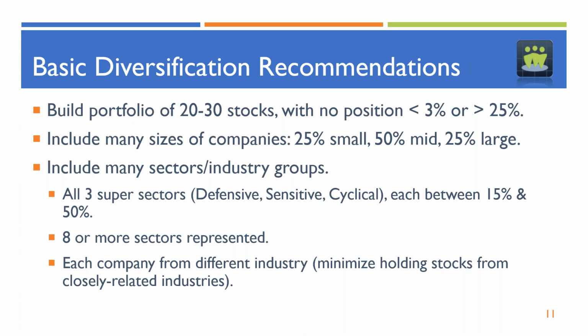I think that it's a great idea to have a portfolio between 20 and 30 stocks with no position less than 3% or greater than 25%. And that gives you a nice firm target. There is a lot of evidence that suggests that after you add around 20 or so stocks to a portfolio, you can no longer diversify away any more of the risk in that portfolio. In other words, the volatility in that portfolio won't decrease significantly after you have collected about 20 stocks.